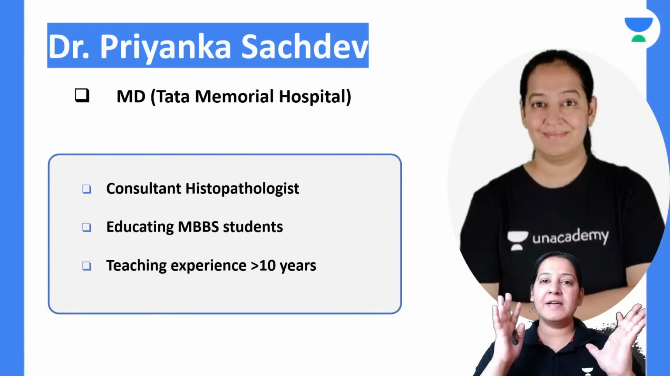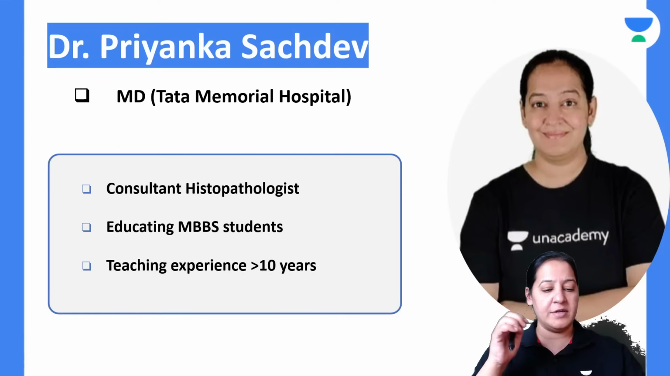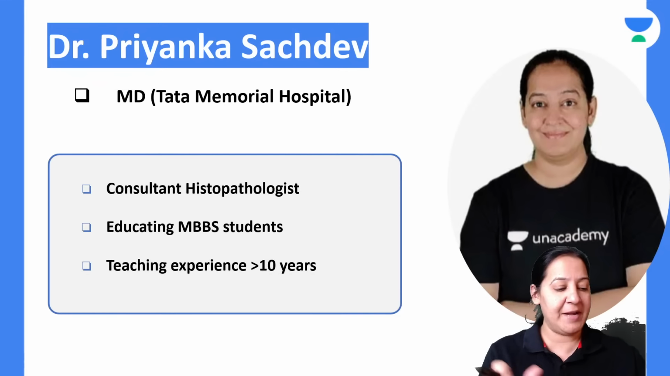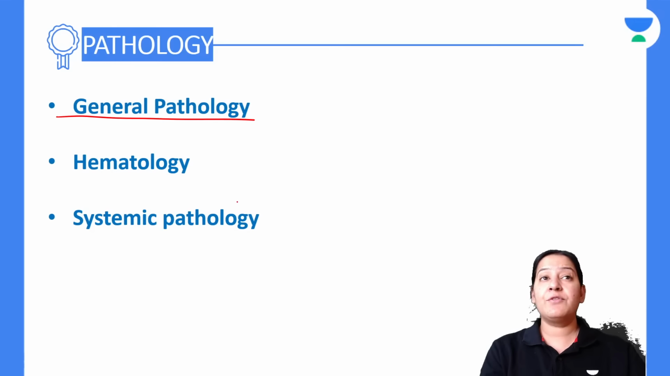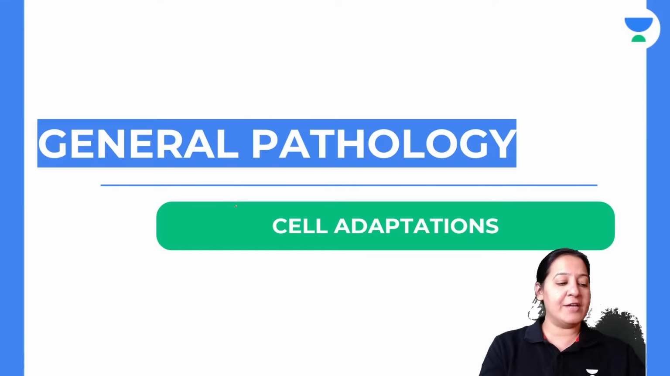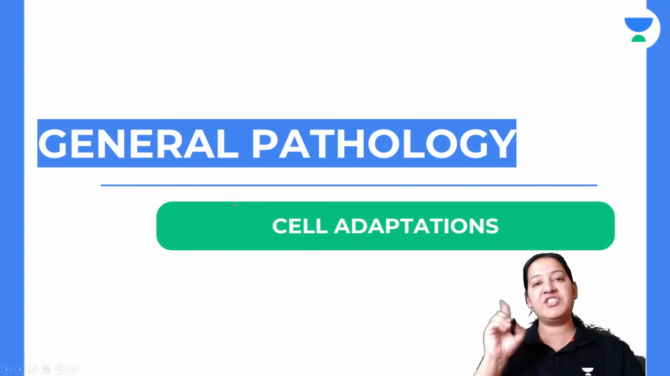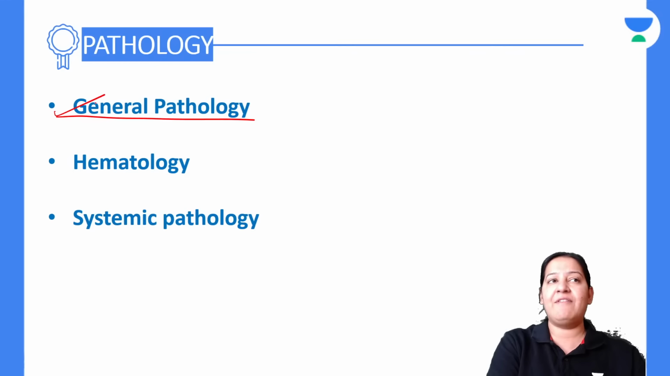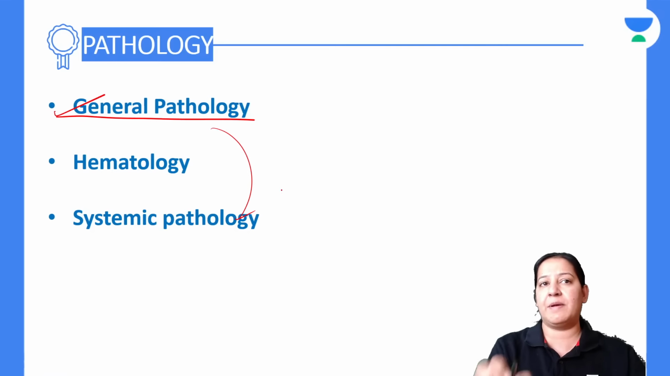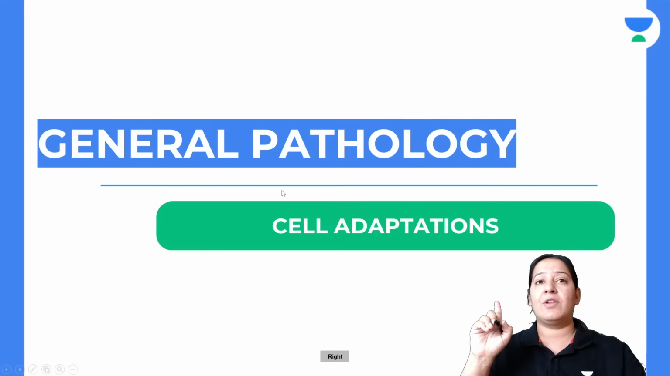I am Dr. Priyanka Sachdev, and today I'm here to continue the series that I have started in pathology, super simplified pathology. From general pathology, I have started cell adaptation, cell injury, and cell death, the first chapter in pathology. This is the basics in general pathology. If you have understood general pathology very well, it is very easy for you to understand complete systemic pathology.